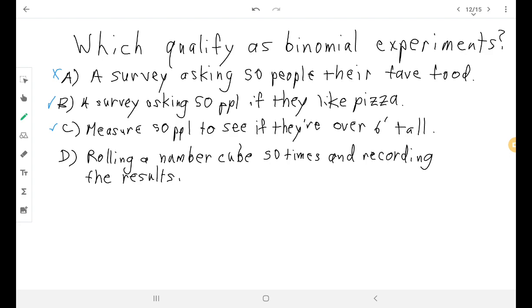And then finally, rolling a number cube 50 times and recording the results. Number cube is a 6-sided die. But if I just roll it 50 times and record the results, I'll get some 1s, some 2s, some 3s, some 4s, some 5s, and some 6s, presumably. So this one, definitely not. So those two in the middle, B and C, are the two that are binomial experiments out of this. All right? So I'll give you a moment to look at that, ponder that. And let's move on.